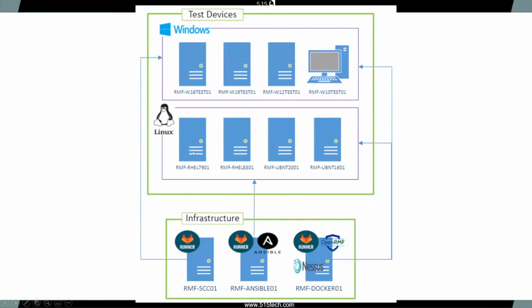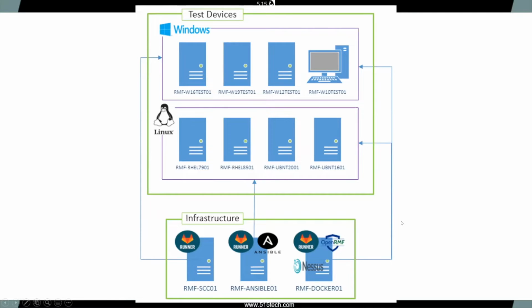We have our Windows systems and our Linux systems. We have Windows Server 2016, 2019, 2012, as well as Windows 10. And then on the Linux side, we have several Red Hat versions, as well as some Ubuntu editions. And then from an infrastructure perspective, we're using GitLab and a few other tools.